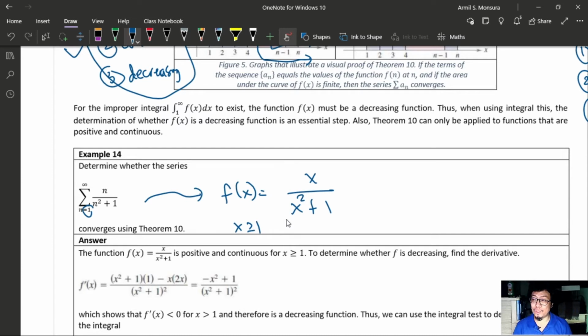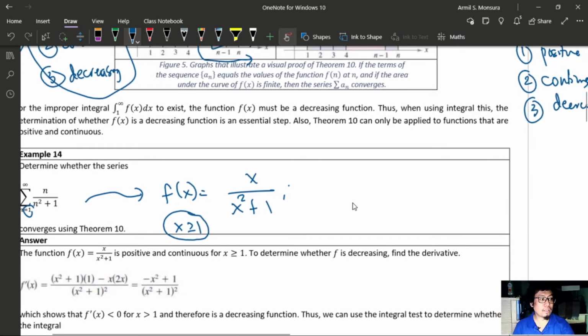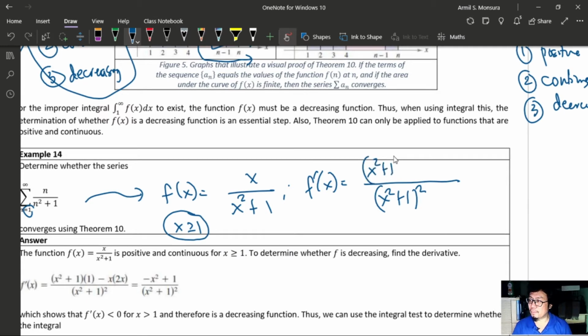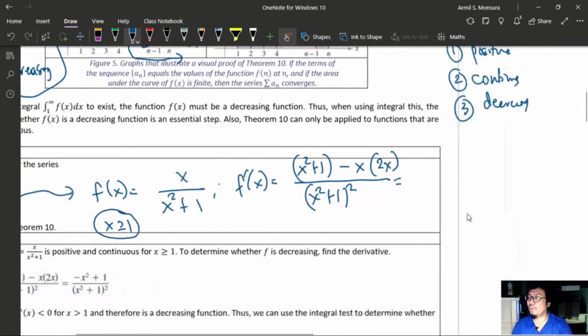Okay, so we have to make sure that in this interval, the first derivative of your function is actually negative. So we first get the first derivative of this function. We have f prime of x equals x squared plus 1 squared. So this is low d high: x squared plus 1 times the derivative of x, minus x times the derivative of this one, which is 2x.